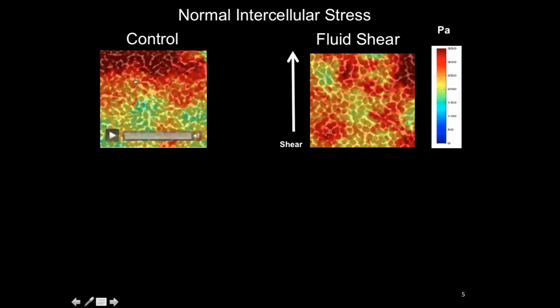Now you'll see these little black circles or black shapes. These are the actual cells themselves. The colors that you see are going to be the normal intercellular stresses superimposed on those cells. So these are two images imposed on each other. And what we'll see are just how the intercellular stresses change in static conditions here.